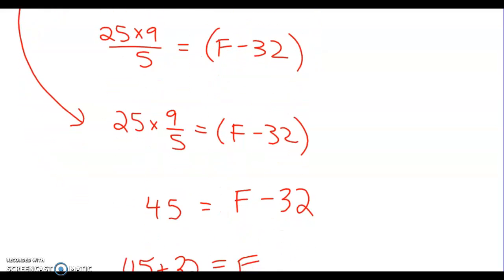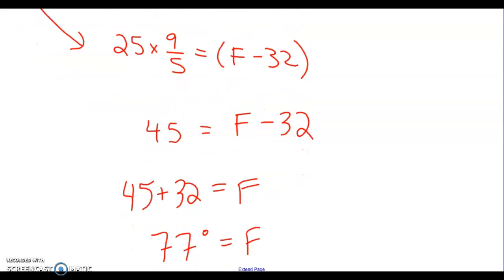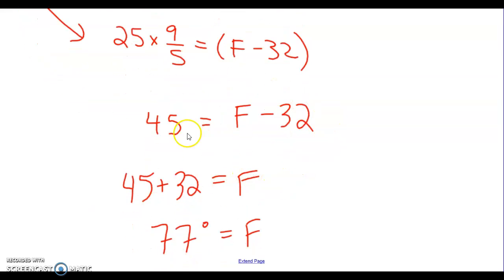So we're at 45 now equals F minus 32. I'm going to take the negative 32, move it over to the left-hand side. It becomes positive, and we end up with 77 degrees Fahrenheit as our equivalent answer.